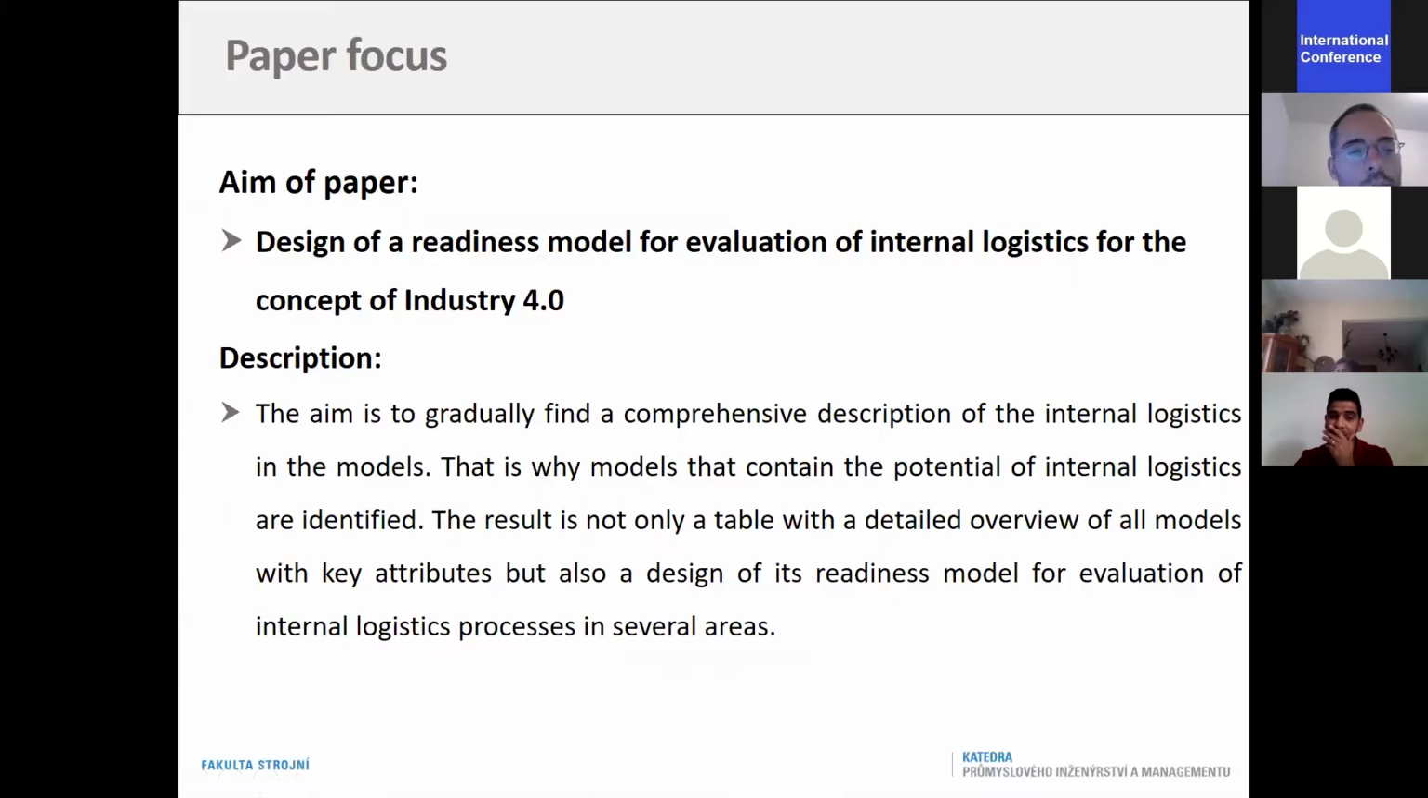Okay, so we tried to prepare some model to evaluate the situation or the position of internal logistics in companies, but we were focusing mainly on technologies or concepts of Industry 4.0. As I said, we tried to identify some potentials of the internal logistics, and as I will show you in my presentation, we try to present a table which incorporates a detailed overview of all models, but also we tried to design a readiness model for evaluation of internal logistic processes in several areas.